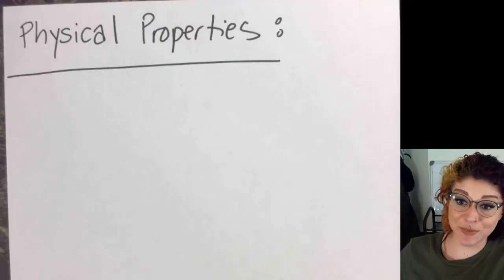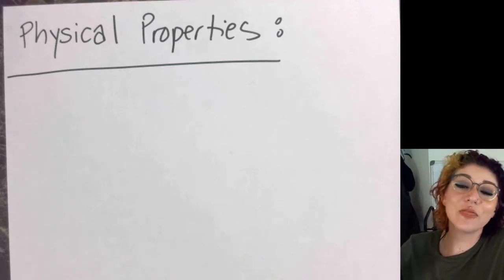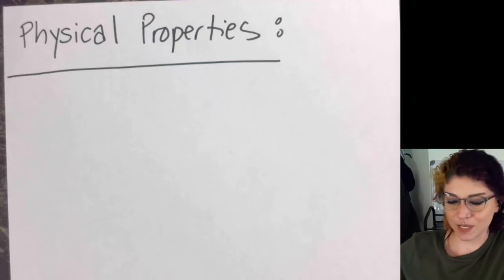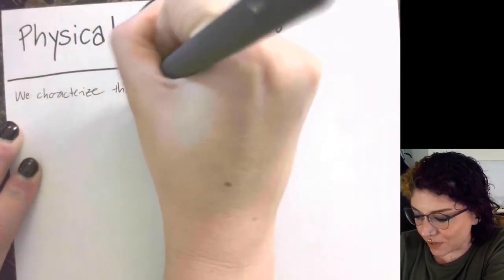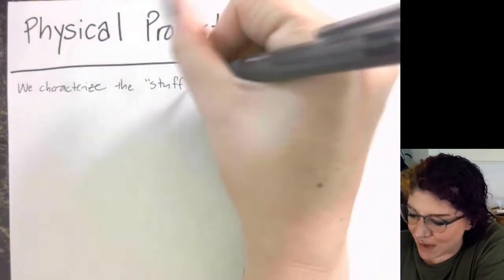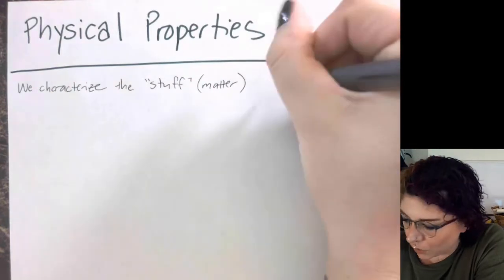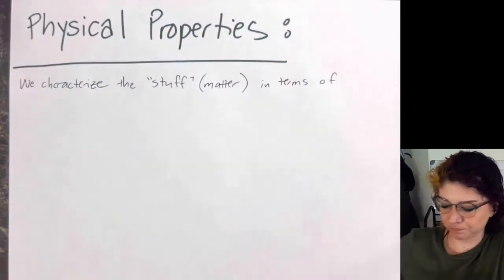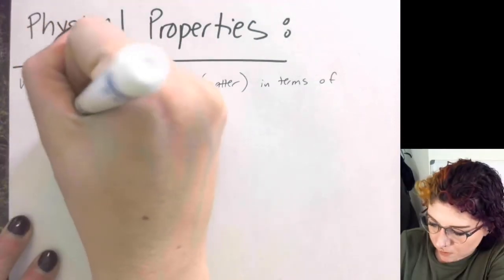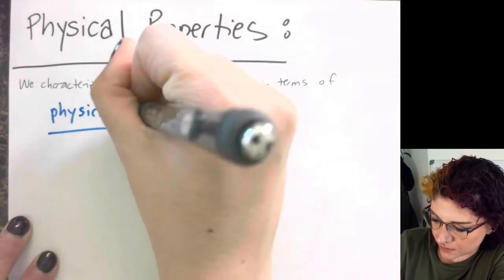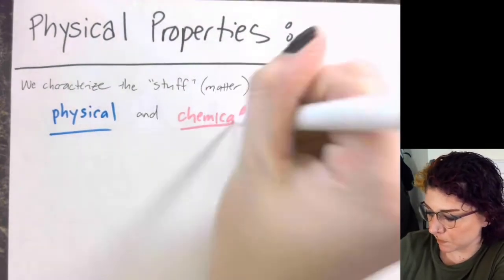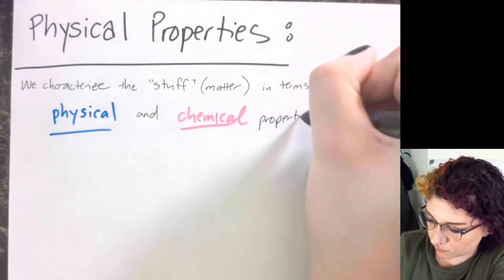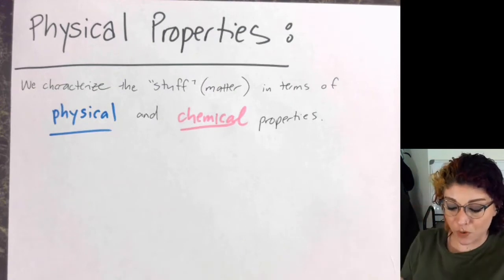All right, so let's switch our setup a little bit and dive into this lesson. I do recommend that you take notes through this lesson. This week's topic focuses on physical properties. We characterize the stuff around us. And by stuff, I really mean the matter around us, in terms of physical properties and chemical properties. We are going to start out focusing on the physical properties.